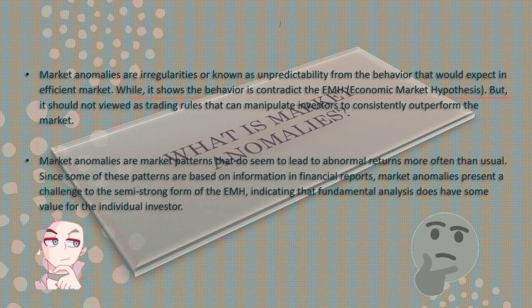The first one is market anomalies are irregularities or deviations, also known as unpredictability, from the behavior that we expect in an efficient market. Since it shows behavior that contradicts the EMH, which stands for efficient market hypothesis, but it should not be viewed as trading rules that can affect investors to consistently outperform the market.